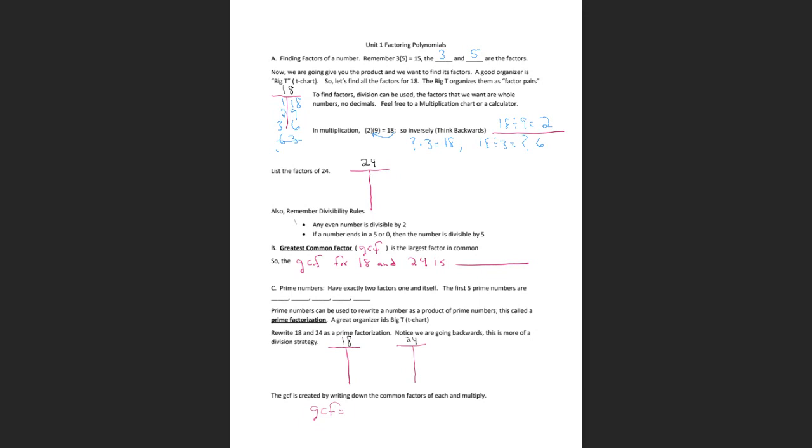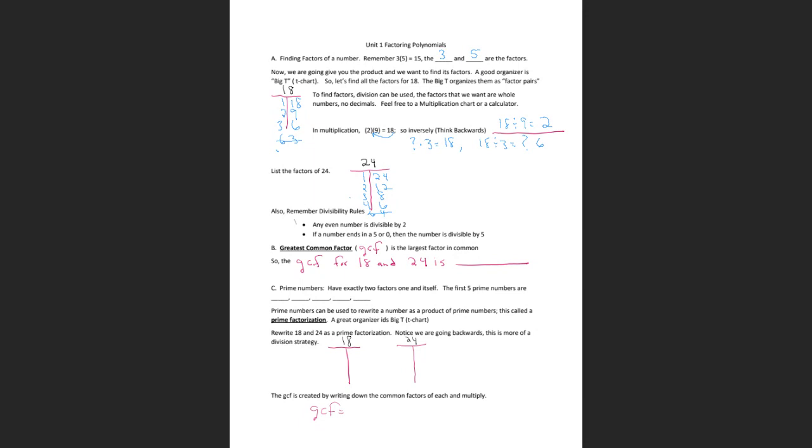Now, let's list the factors of 24. If you want to pause the video for a second, we can do that. The factors of 24 would be 1 and 24, 2 and 12, 3 times 8, 4 times 6. 5 doesn't work. 6 times 4 would, but that would be repeating. So that would be my factors of 24.